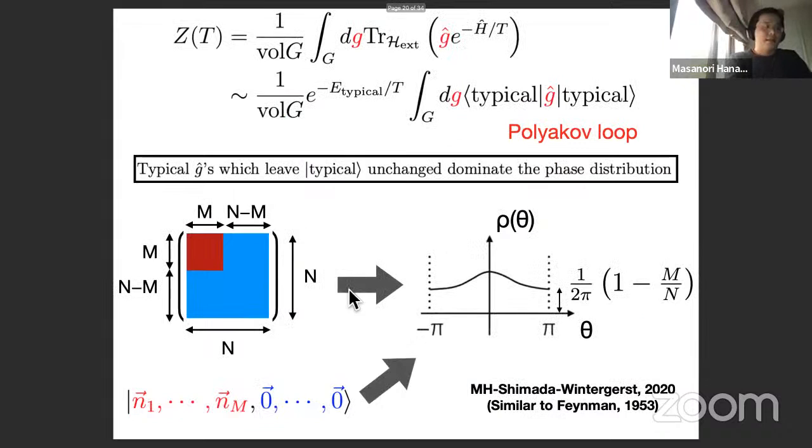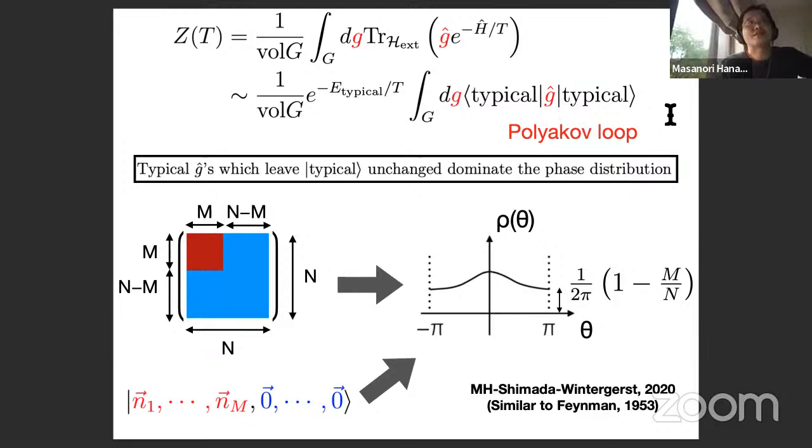And then we can easily understand how the Polyakov loop phase is related to such structure. Okay, so this is the definition of a partition function, and imagine that this trace is represented by some typical state. If you want a more precise discussion, we can make the discussion more precise, but the result is the same. So just use a typical state here. And we still have an integral over a group element here. This inner product is non-zero if g hat acting on this typical state gives the same typical state. So if g hat doesn't change this typical state, then such g hat dominates, and the Polyakov loop phase distribution is dominated by such g hat.